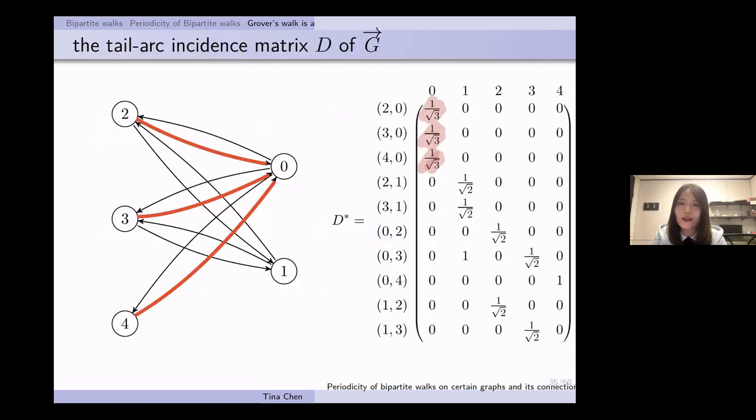Okay, here is an example to show you what D looks like. This is the D star matrix for this directed graph. We can see here that 0 is the tail of this arc 2, 0. And since in the underlying graph vertex 0 has degree 3, this entry will take the value 1 over the square root of 3.